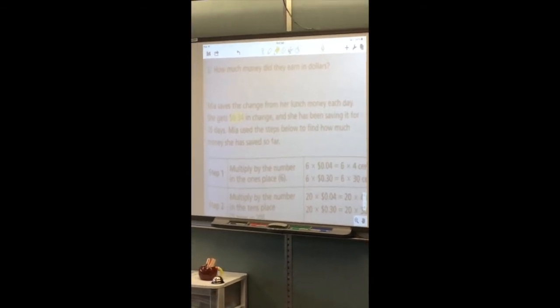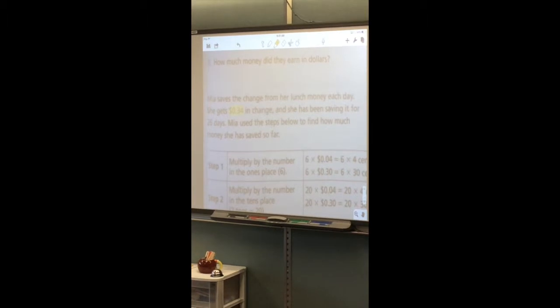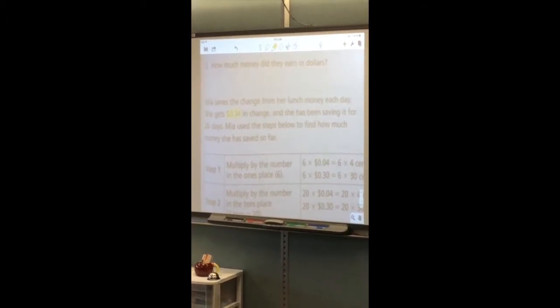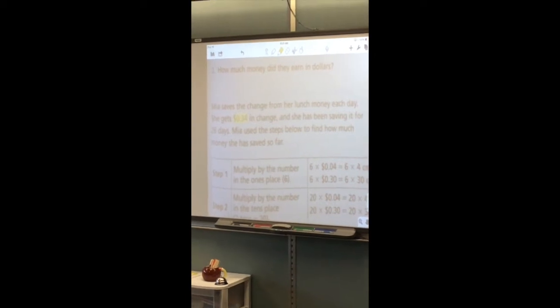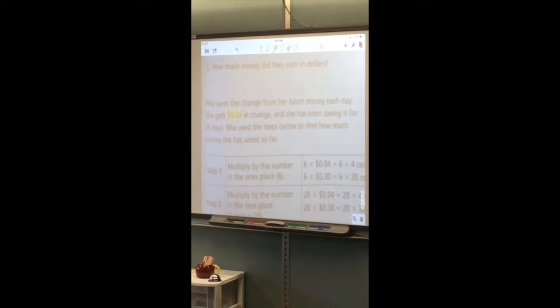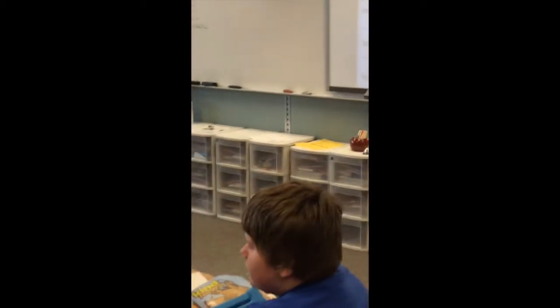He ran into it, and he started to say, $1. Oh, you know what? That's not a dollar. How much is that? 34 cents. Great job changing and understanding how to read that number. That is a huge part. Number sense, being able to understand the numbers that you're looking at, is very, very important.